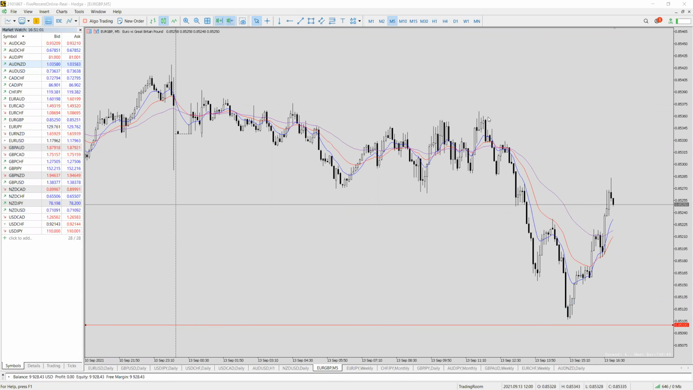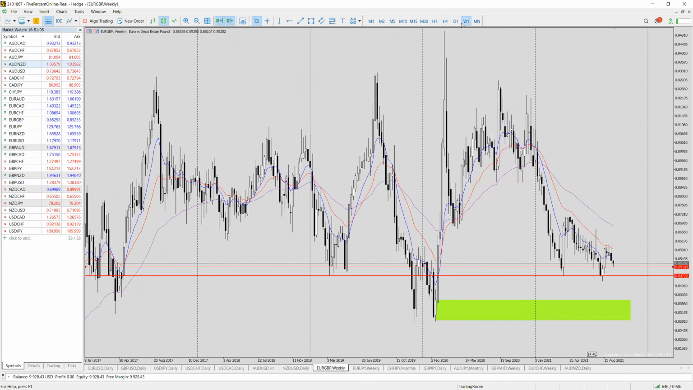Let me just take back the demand zone. And by the way, if the euro pound goes even lower, then the most significant demand zone is just below, around here on the weekly chart. And the conviction or the decision point is here. Okay, this is the decision point for the euro pound in case it goes even lower.